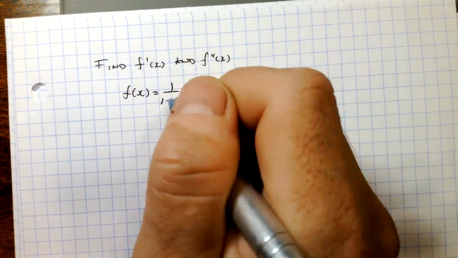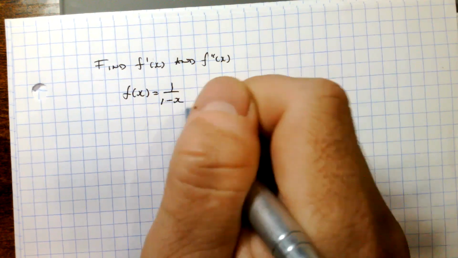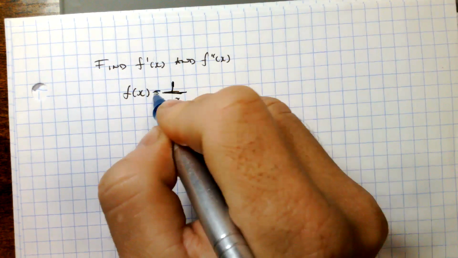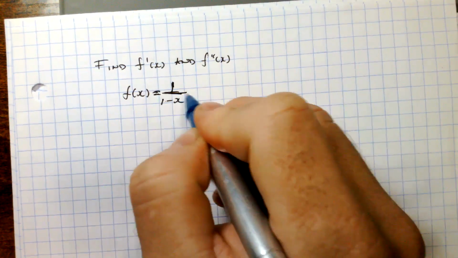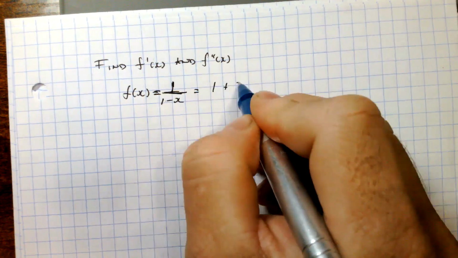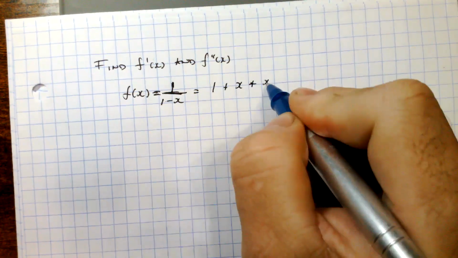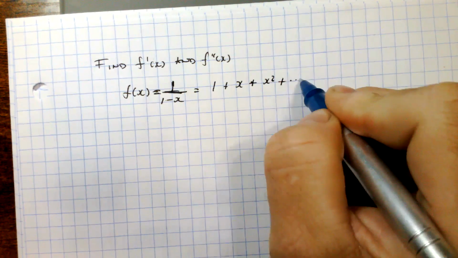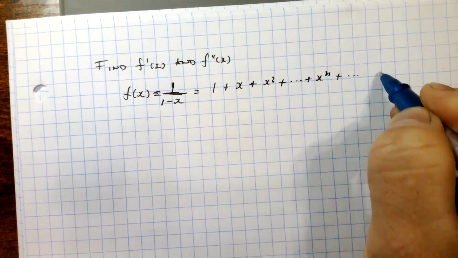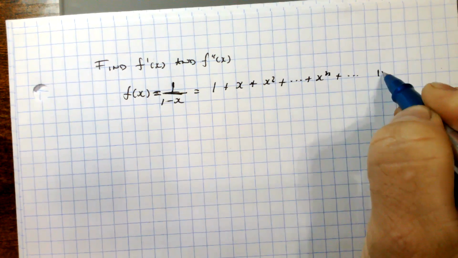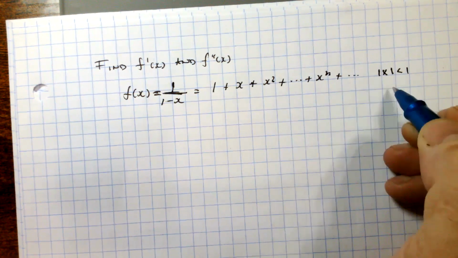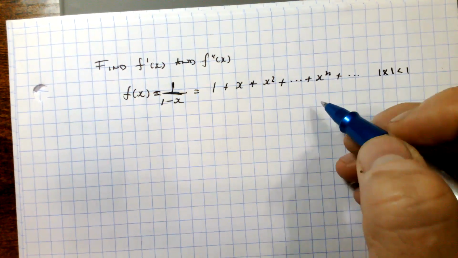We're going to find f prime and f double prime of this f of x. And we saw in the warm-up that this has a series representation that's equal to 1 plus x squared plus dot dot dot plus x to the n plus dot dot dot for absolute value of x less than 1. Okay, so we saw that that was true. It's a geometric series for this value.